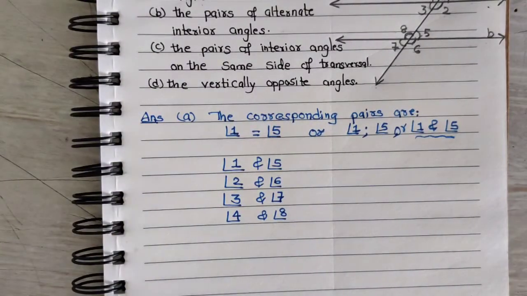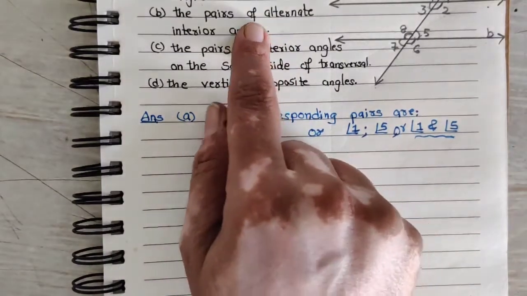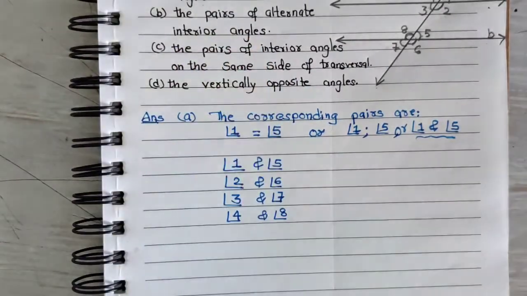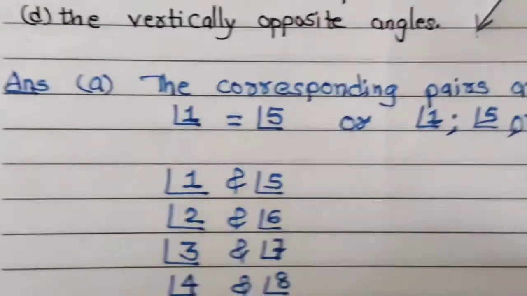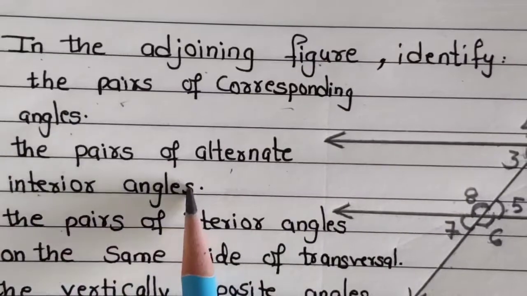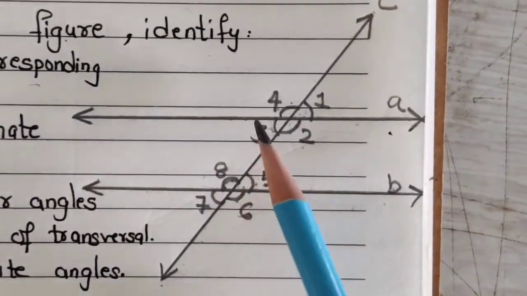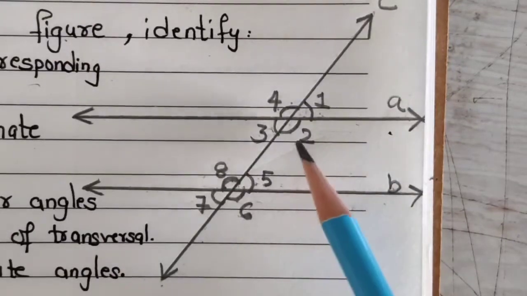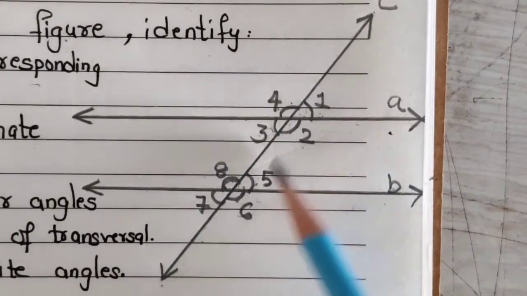Now let us go for the explanation again for the next question, B: the pair of alternate interior angles. This is the figure, and we have to find only the alternate interior pairs. Alternate interior pairs fall only between line A and B. So which are the angles which are between line A and B?